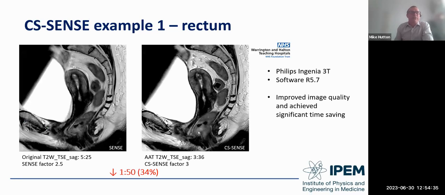Next example, the first of the CS Sense examples. This is on a Philips Ingenia 3T system. This shows the original clinical sequence on the left-hand side with Sense applied, a 5.5 minute acquisition and a Sense factor of 2.5. Following optimization, the time has come down by about 1:50 using a CS Sense factor of 3. So a very good time saving there, about 34% saved off the acquisition time.